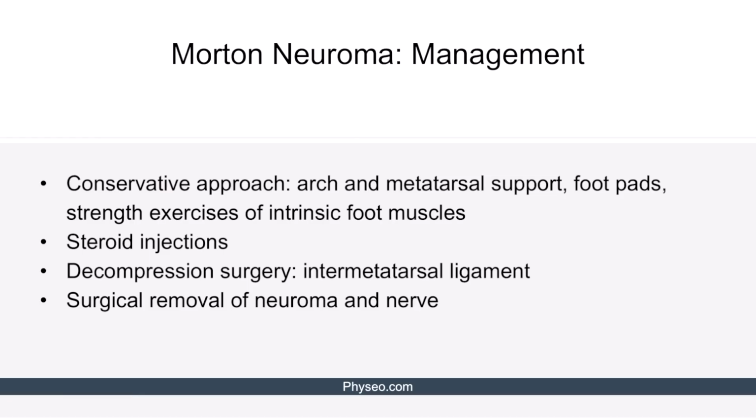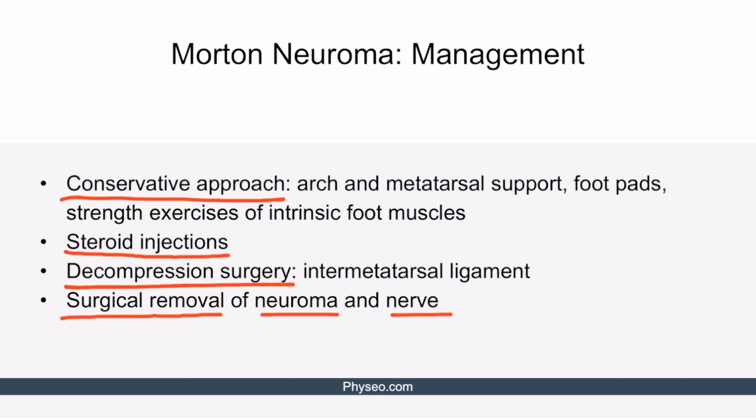As for treatment, a conservative approach is preferred first, such as arch and metatarsal support, foot pads, and strength exercises of intrinsic foot muscles. If these measures do not relieve the patient's symptoms, then steroid injections are considered. In some cases, the pressure on the nerve can be relieved by cutting nearby structures such as the intermetatarsal ligament. If other treatments don't ameliorate the condition, a removal of the nerve can be successful, but it can cause permanent numbness in the affected toes.